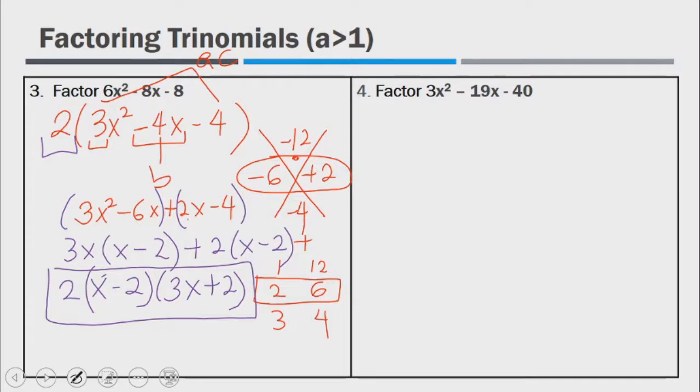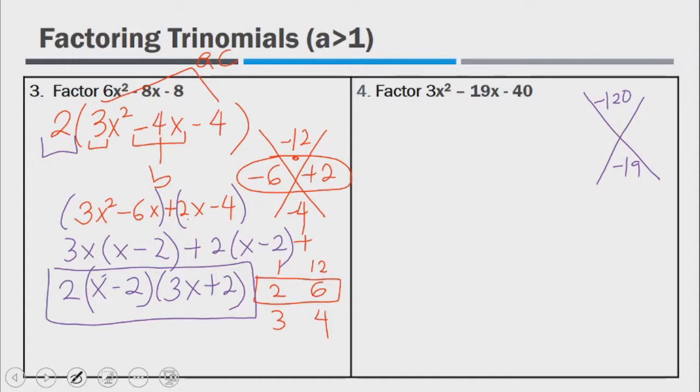Number 4, so in this case, I have 3x squared minus 19x minus 40. So 3 multiplied by 40 will give me negative 120, because I have 3 multiplied by negative 40. Then I'm looking for factors of negative 120 that will combine to give me negative 19.